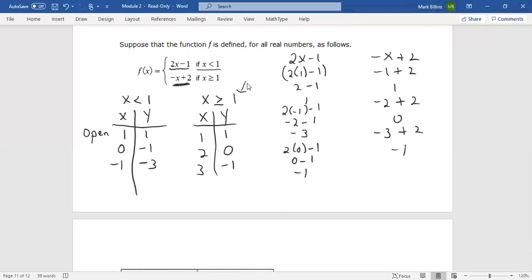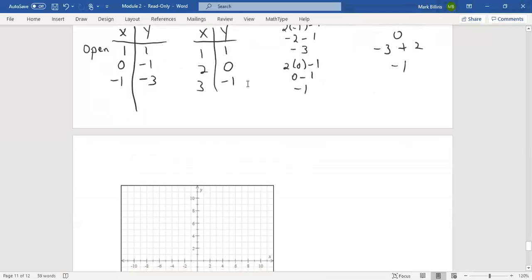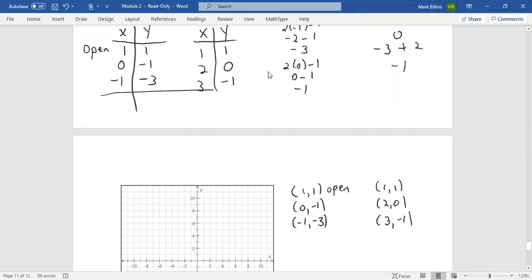So what I'm going to do is graph these on the same coordinate plane. So again, I'll rewrite this. So for the first one, I'm going to be 1, 1, with that being open. 0, -1. I'm taking this just right off my table. And for the second one, I'm going to be graphing 1, 1, and that's included. And then 2, 0, and then 3, -1. I'm taking these directly from my tables.